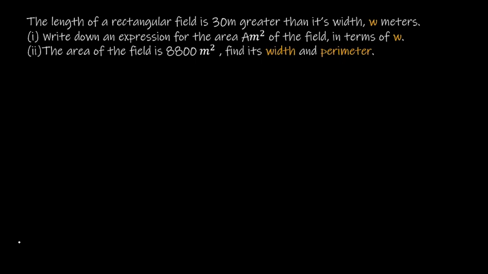The length of a rectangular field is 30 meters greater than its width, W in meters. (i) We have to write down an expression for the area, A in meters squared, of the field in terms of W. (ii) The area of the field is 8,800 meters squared. We have to find its width and perimeter. Okay, so this is very simple to do. Let's look at our solution.